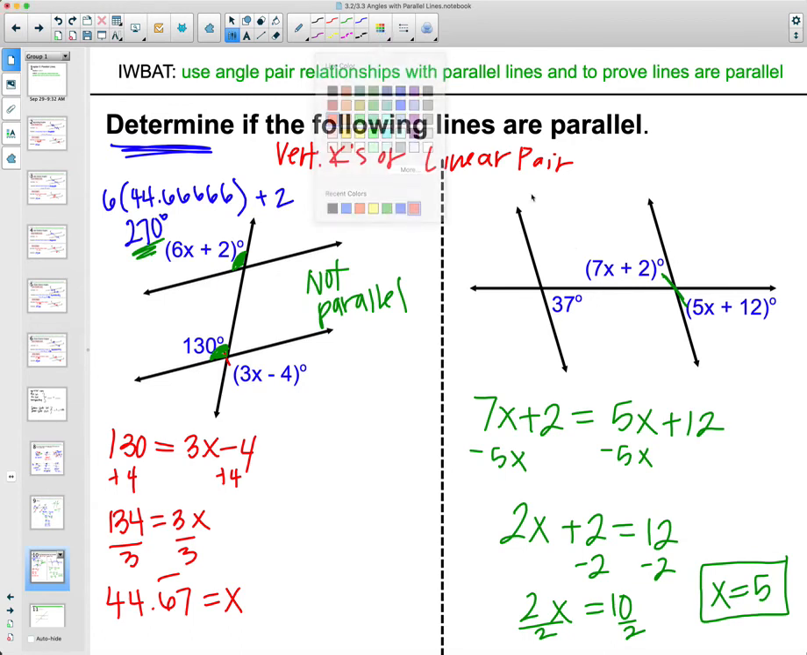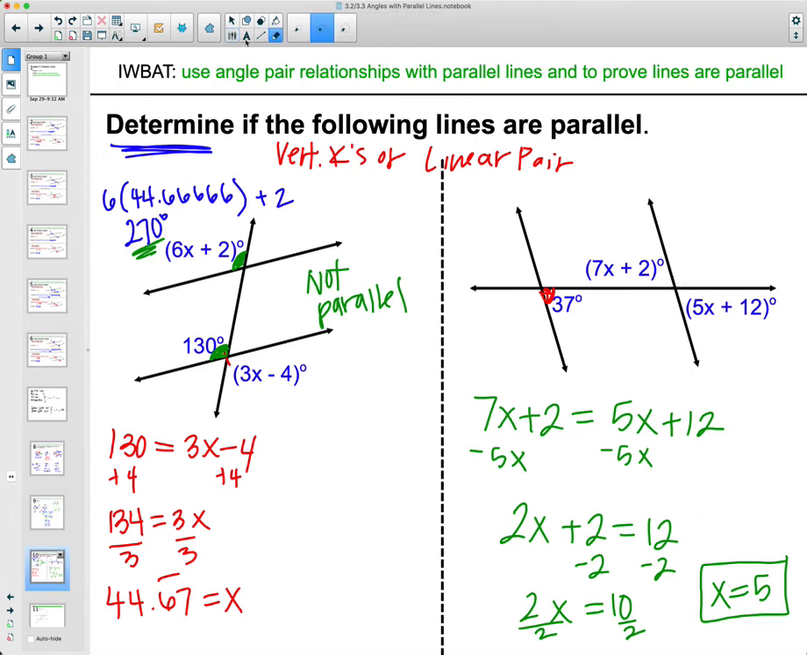So I see a set of alternate interior angles. This one and this one are alternate interior. So if the lines are parallel, those are going to be equal to each other. Or this 37 and this one are corresponding. They're both in the lower right-hand side. So we should be getting 37 if these two lines are parallel.